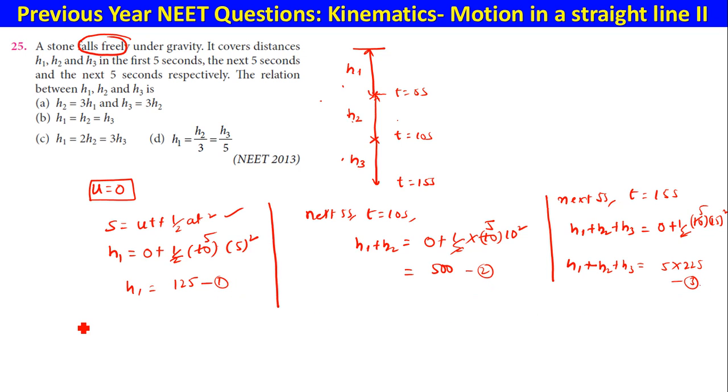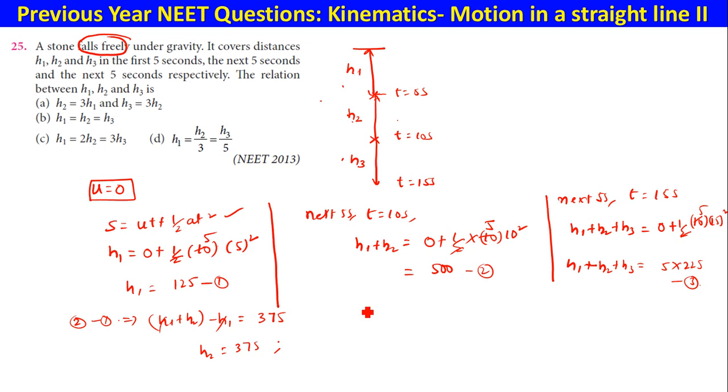So if I find out 2 minus 1, I'll get h2. h1 you know, h2 I want to find out. 2 minus 1, that is h1 plus h2 minus h1 is equal to 500 minus 125. That is equal to 325. All right, I mean 500 minus 125 is 375, sorry. So that is equal to h2, and h1 gets cancelled. h2 is 375.